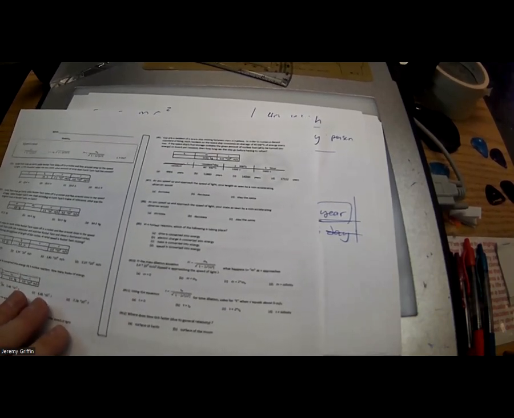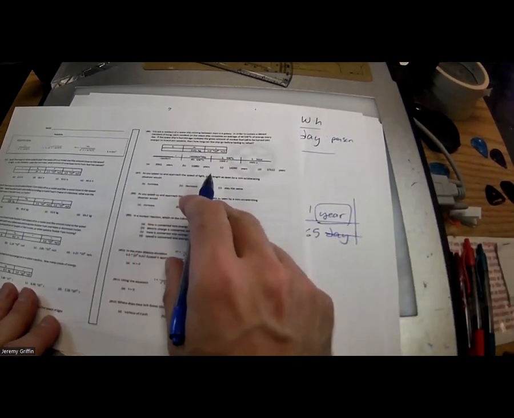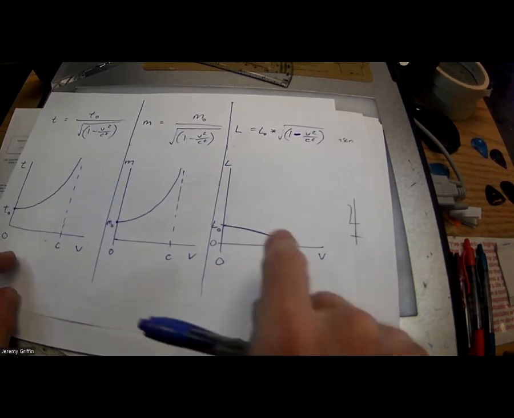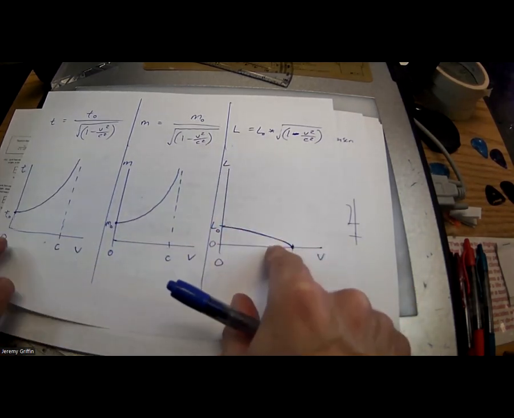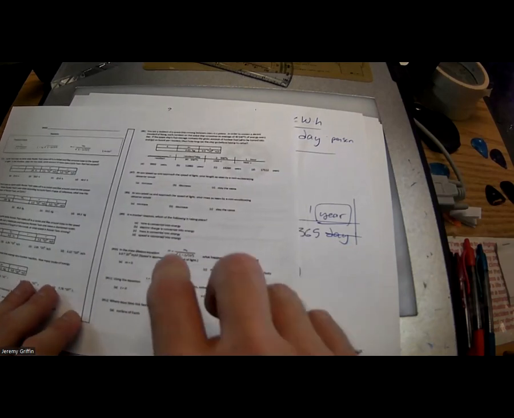Number 7. As you speed up and approach the speed of light, your length as seen by a non-accelerating observer, I should say inertial frame of reference, appears to do what? You guys remember these graphs from yesterday? As you speed up and approach the speed of light, your length appears to shrink down, so you get shorter. Like the train going through the tunnel looked like it got shorter.